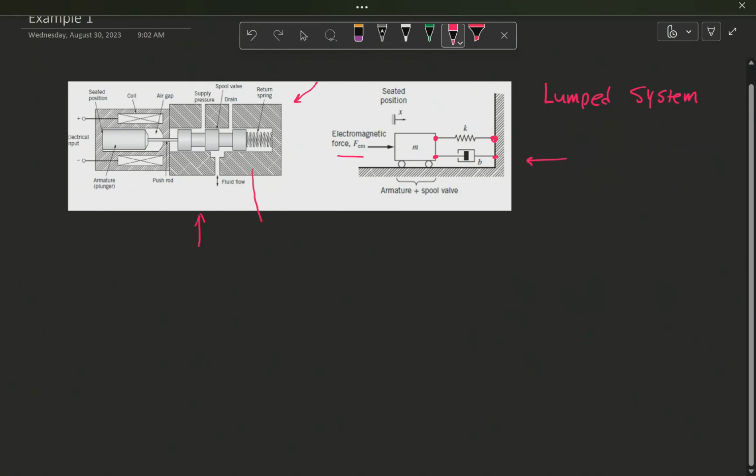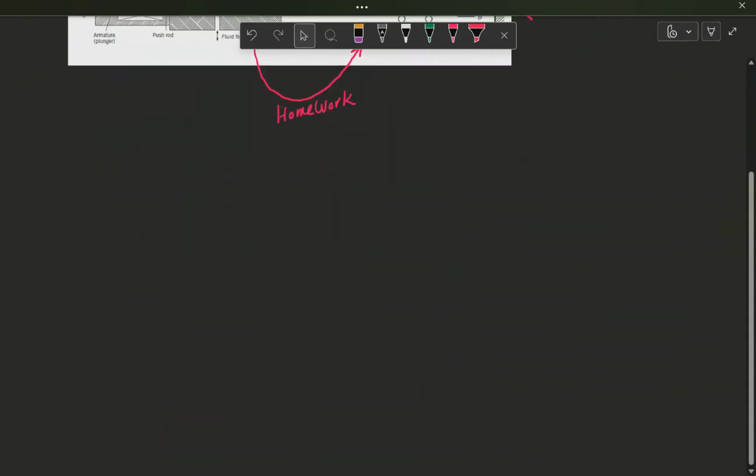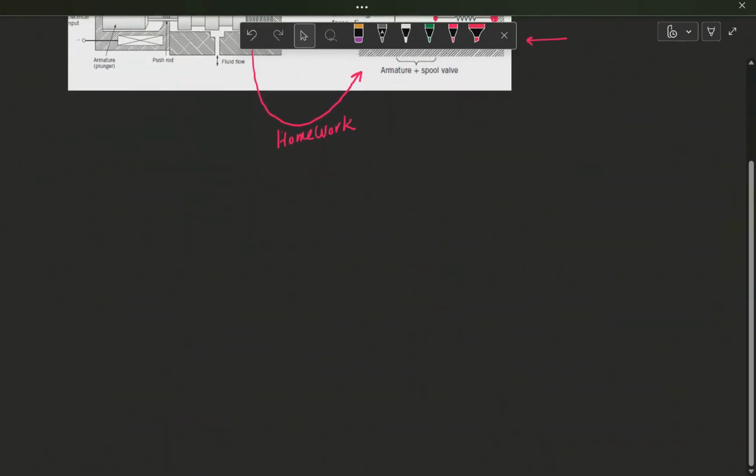Going from scary representations to simplified schematics needs homework. It needs experience. You need to solve many examples to be able to simplify with your lumped system mentality and go from such a crazy system to such a nice and simple representation. Regardless, let's see how we can model this system.